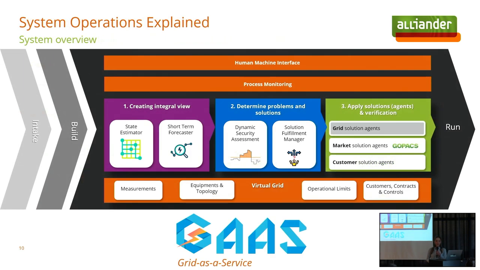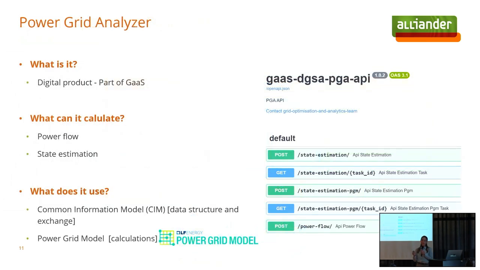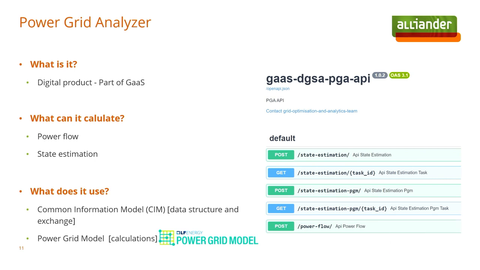So going back to the HAS structure, we have two parts. We have the state estimator and the dynamic safety assessment. And we have the power grid analyzer as a component which handles both in a way. The power grid analyzer is a product that is developed by my team, and it's a part of HAS which interacts with the other parts of the system. Basically, it supports the two calculations provided by the power grid model, so power flow and state estimation. We use the power grid model to do the calculations, and for the structure of the data we use the common information model.